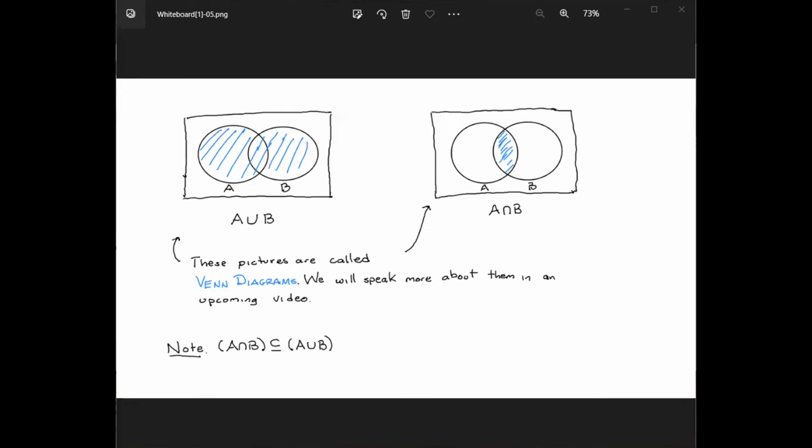Here you'll note that I used two Venn diagrams, but let's start with the one on the left. You can see I colored it in blue. That is the union of A and B. It's everything in A, B, or in both A and B. And the one on the right is A intersect B, and that is just the elements shared by A and B. It's represented by the overlap. And I have down at the bottom, note, A intersect B is always contained in A union B, or A intersect B is always a subset of A union B.